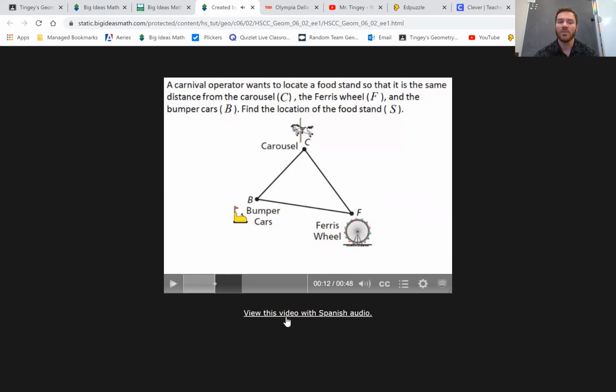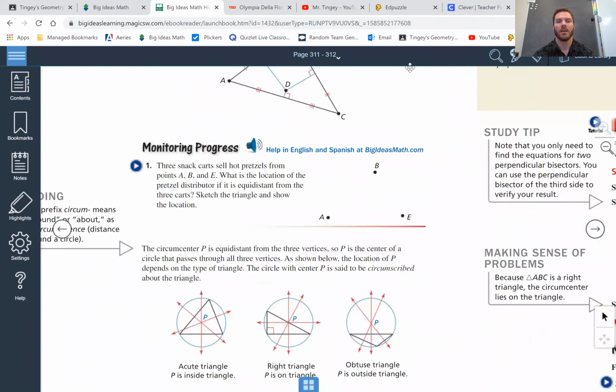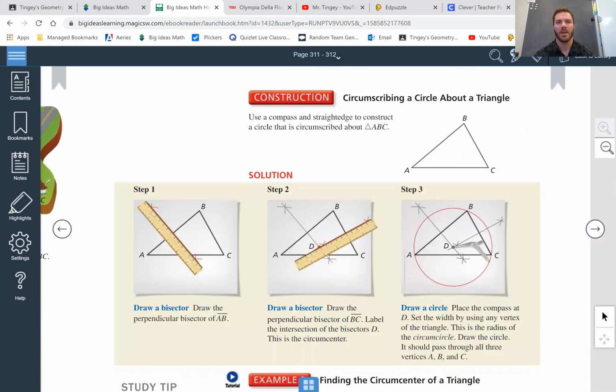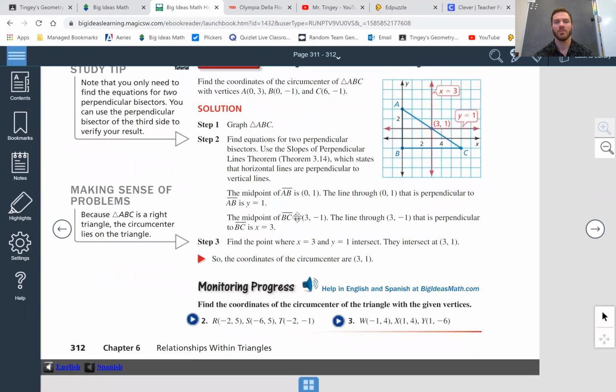Okay, and they're also available in Spanish. They're all in Spanish. So I won't do this problem, but my book has some extras, and those are the ones that I will make videos on the whiteboard. All right. The monitoring progress, you do need to put in your notes. I want you to try them and put them in your notes every time you see monitoring progress. Don't worry about the construction. Example 2, again, watch the tutorial, do the monitoring progress.